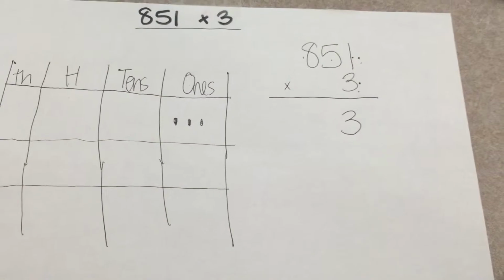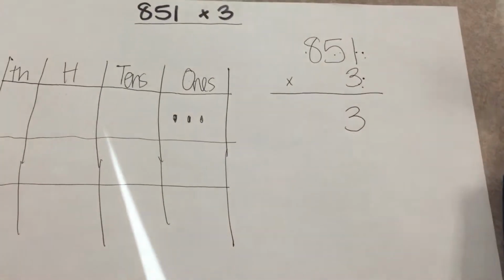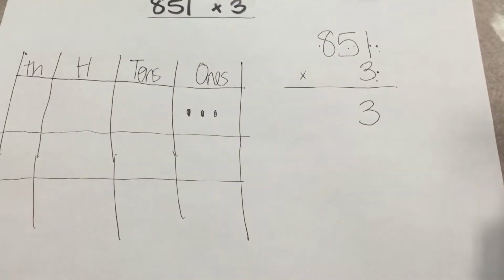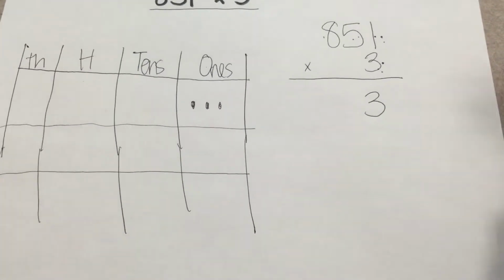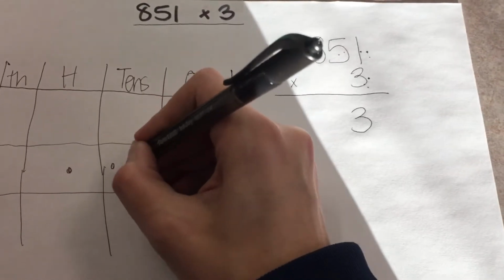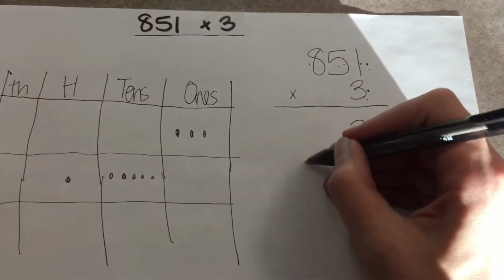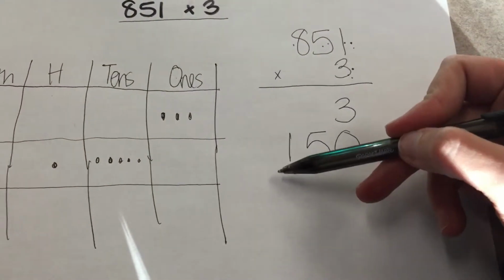Now let's work in my tens place. 3 times 5 tens is how many tens? 15 tens. 15 tens is actually what number? 150. So I'm going to record that in the next part, and then I'm going to write it down, being really careful that my numbers are lining up.